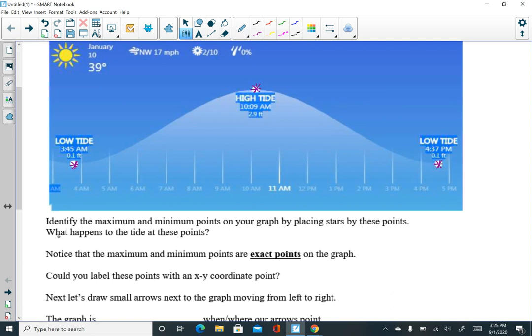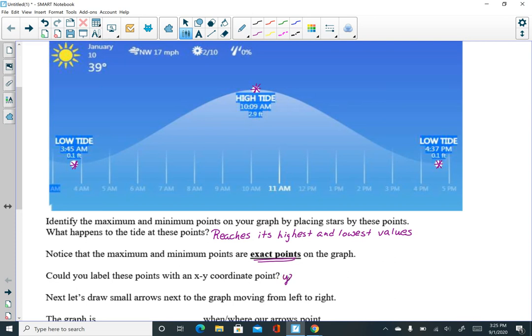And it says, well, then what happens to the tide at these points? And hopefully you would agree, the tide reaches its highest and lowest values. And then it says here down below, notice that the maximum and minimum points are exact points on the graph. Then below that it says, well, could you label these points with an XY coordinate point then?